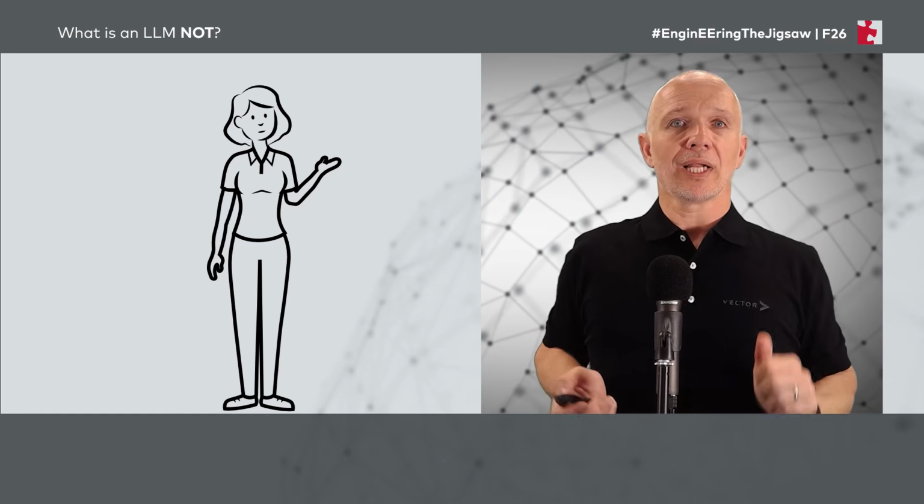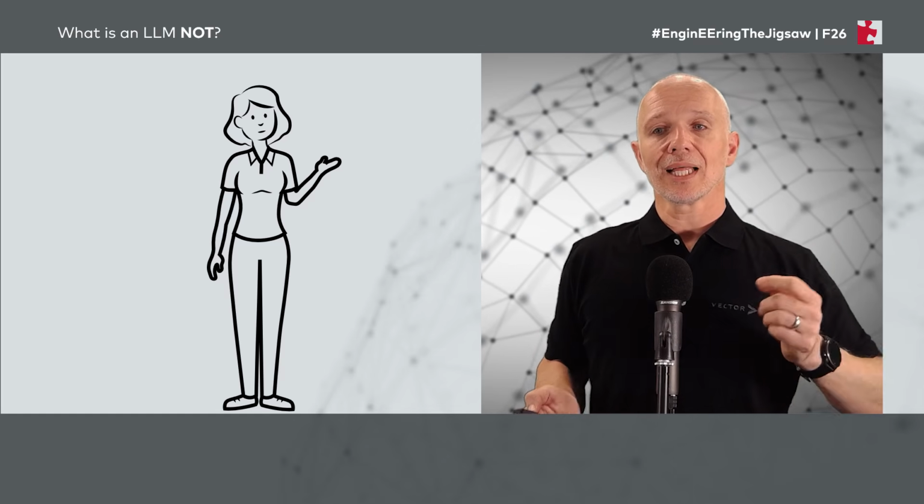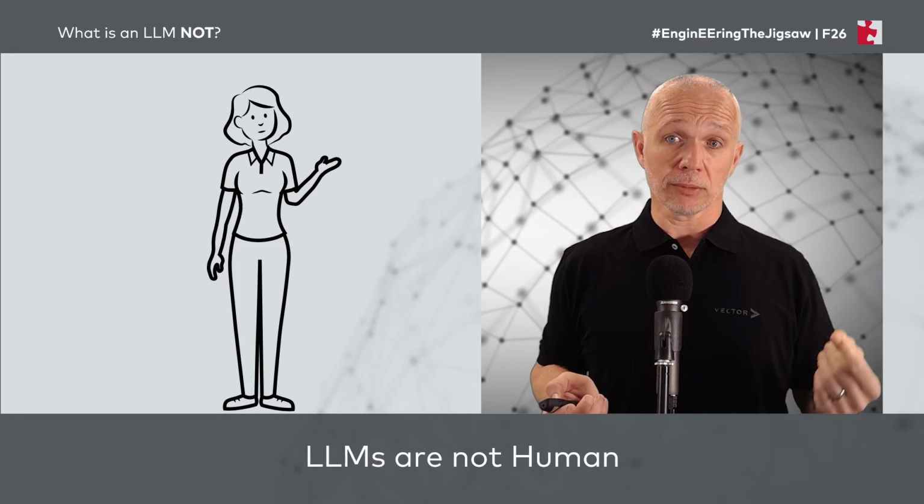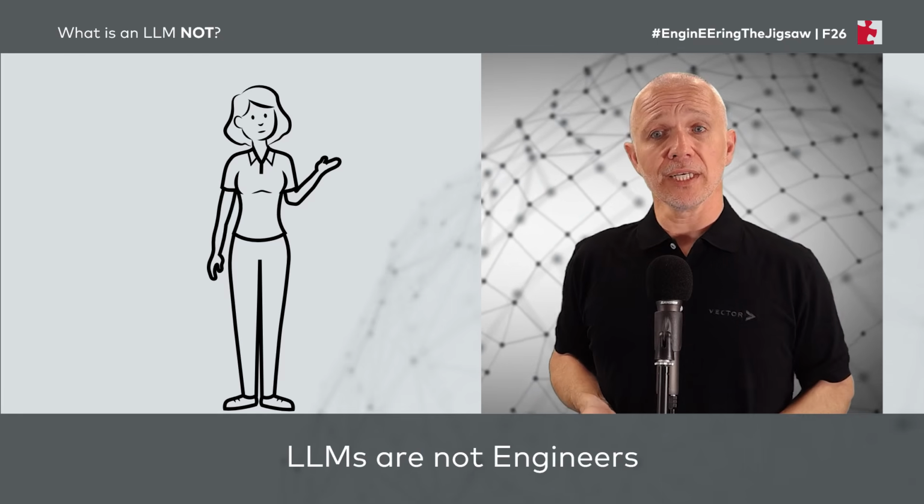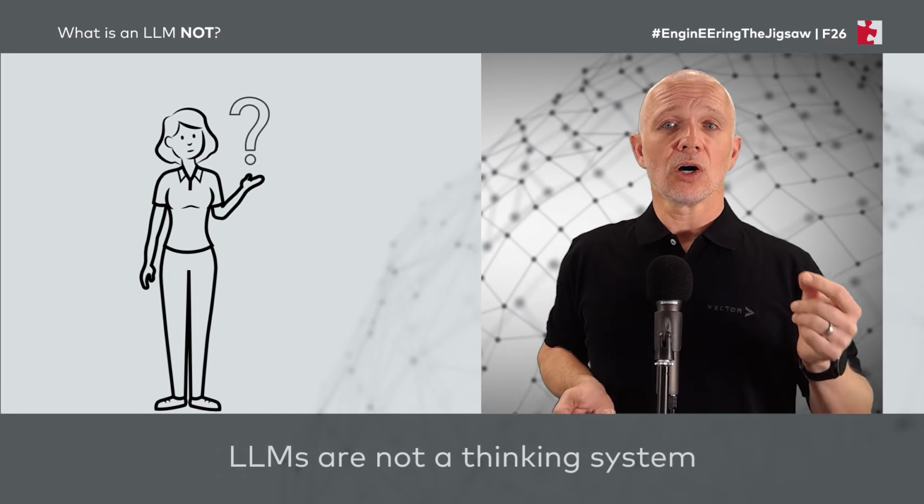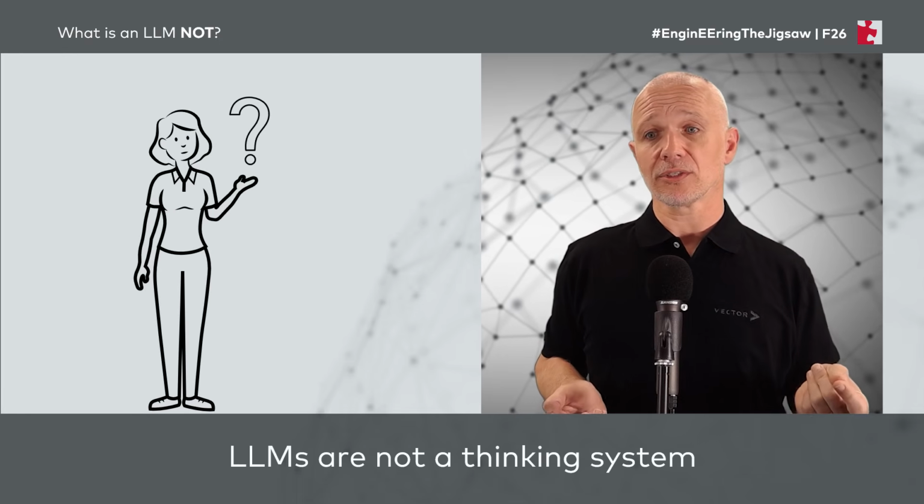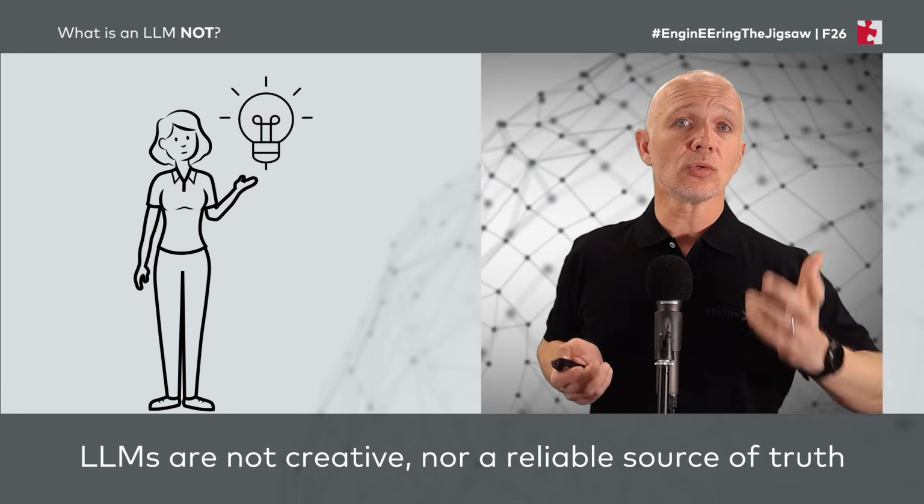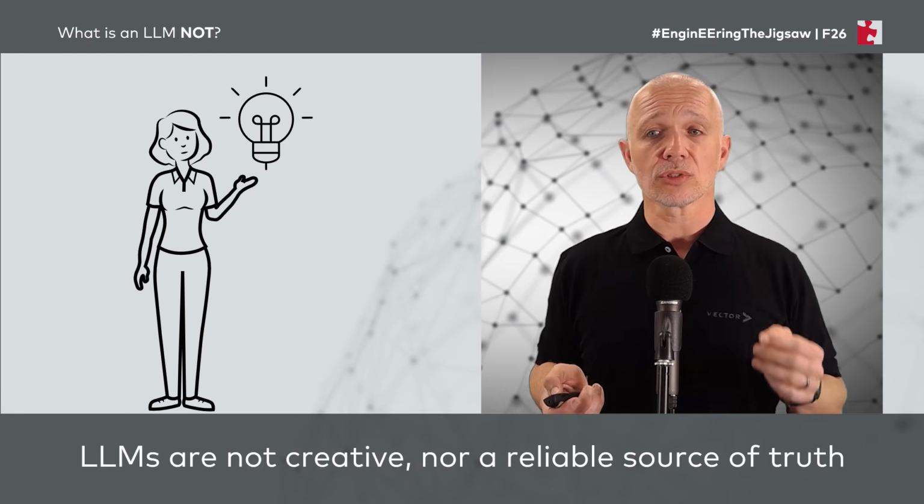So we've talked about what an LLM is. What is an LLM not? LLMs are not human. They are not engineers. They are not a thinking system. LLMs are not creative, nor are they a reliable source of truth.